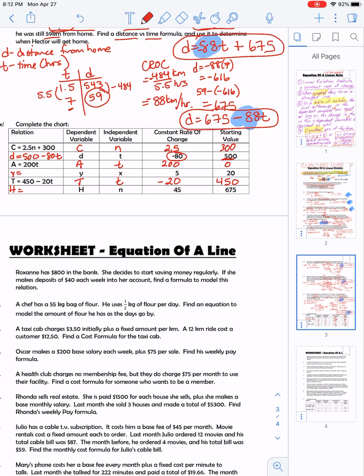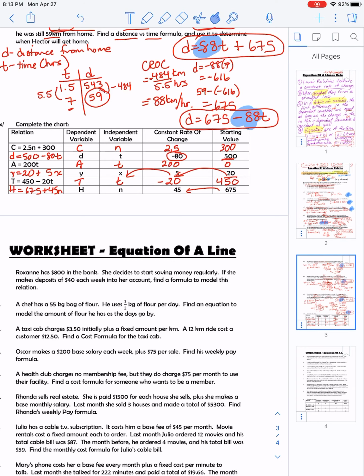So for the next one, the starting value is 20. The constant rate of change is 5, so that's plus 5x. It's almost like you work backwards. You go from 20 and then you write the 5 and then you write the x. So here the next one is 675, and then it's a plus 45, because it doesn't say minus, so plus 45n, and that's those three.